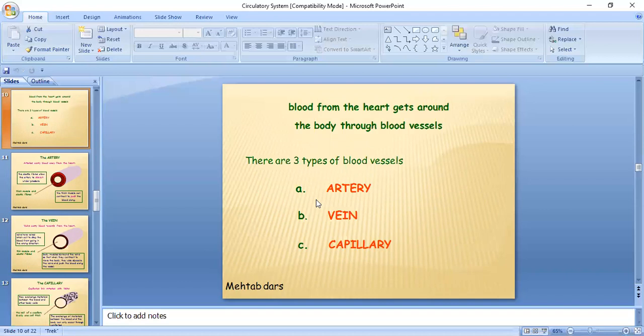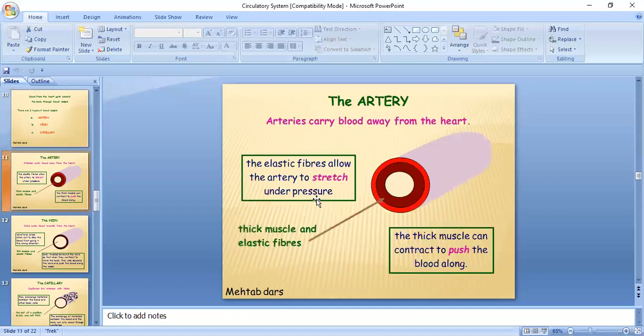So now we will discuss these blood vessels, what they are and what their function is. So arteries carry blood away from the heart. Here you can see this is the artery vessel. Thick muscles and elastic fibers layers give the vessel a lot of elasticity. The elastic fibers allow the artery to stretch under pressure, and the thick muscles can contract to push the blood along.